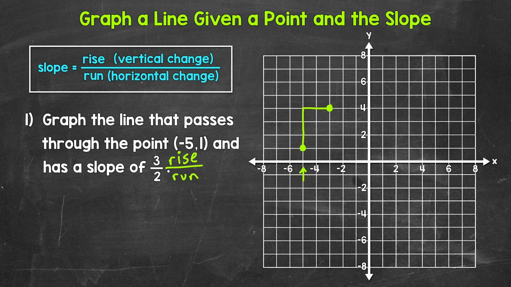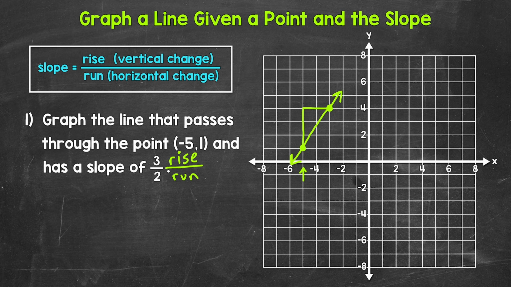Now for our last step, step 3, we draw a straight line through both points. If you're using paper and pencil, a straight edge like a ruler will be helpful. So we draw our line straight through our 2 points. And now we have our line graphed. Looking at this line, we can see that it's moving upward as it moves from left to right. We have a positive slope here.